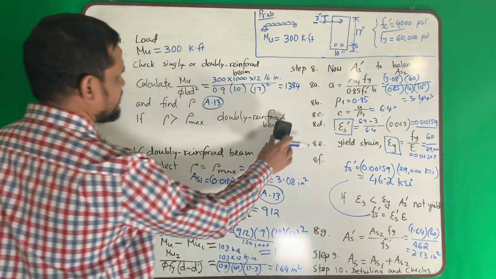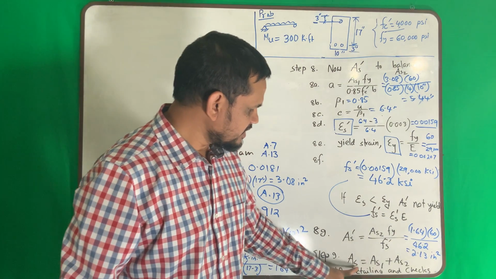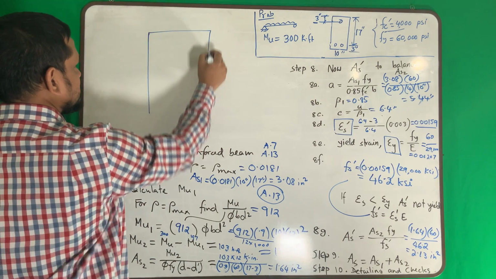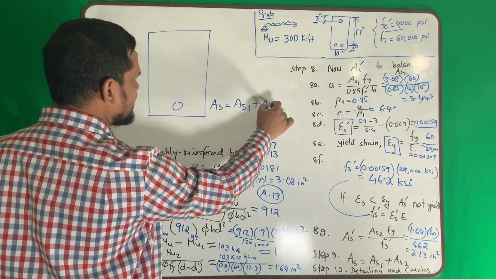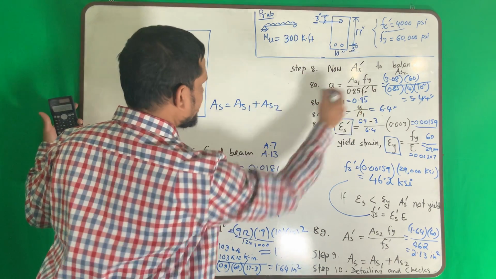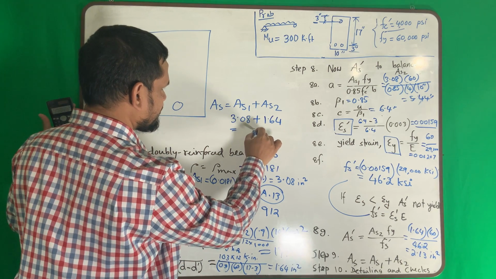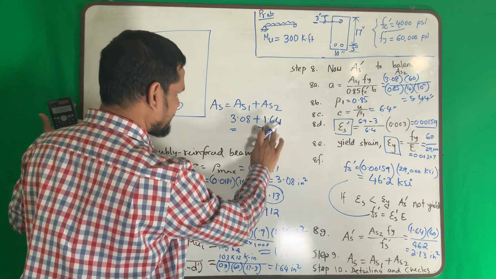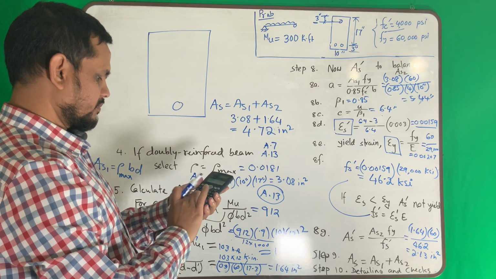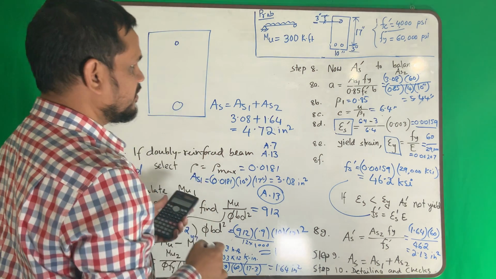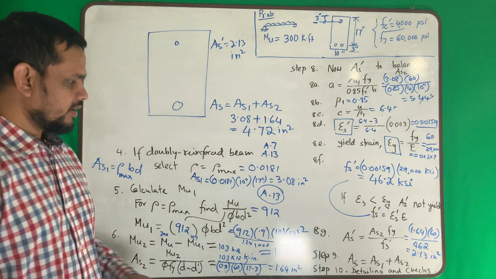Okay, then I will make some room here. Then step number 9, AS equal AS1 plus AS2. So here our reinforcement will be AS equal AS1 plus AS2. My AS1, how much? Somewhere here, 3.08. AS2 is 1.64. Let me check one more time. 4.72. Here my compression reinforcement AS prime will be 2.13 inch square. Okay, this is done.